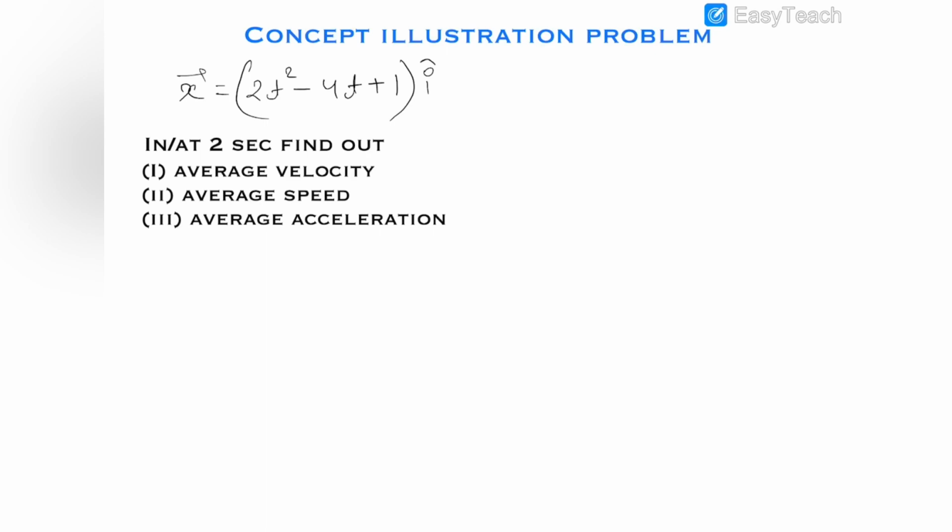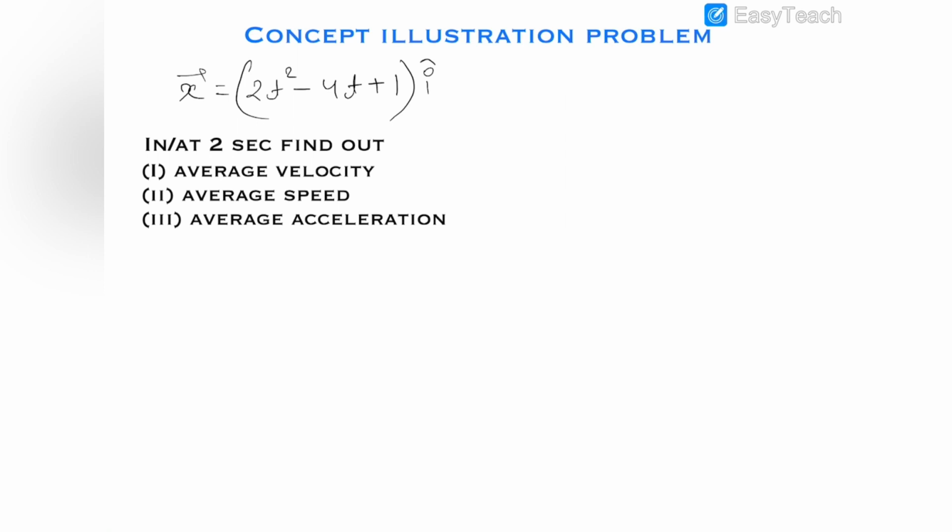This is a very important concept illustration problem because it has a twist in it. You can see that there is a negative sign here. So we can directly identify that the body would change the direction and it would make a U-turn at some time. We have to find out the average velocity, average speed, and average acceleration in 2 seconds.